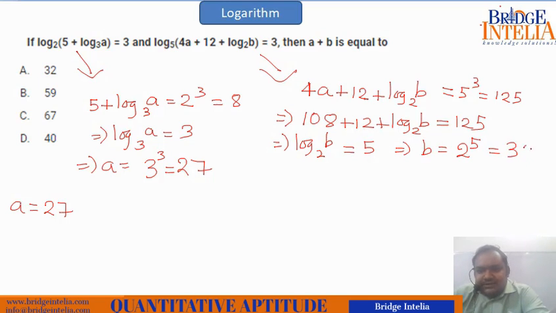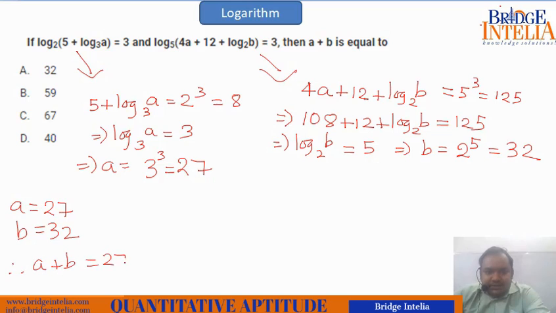So a already found out as 27, b is equal to 32. Now what are we asked to find? a plus b. Therefore a plus b is equal to 27 plus 32, so comes out to be 59. So let's move to the next one.